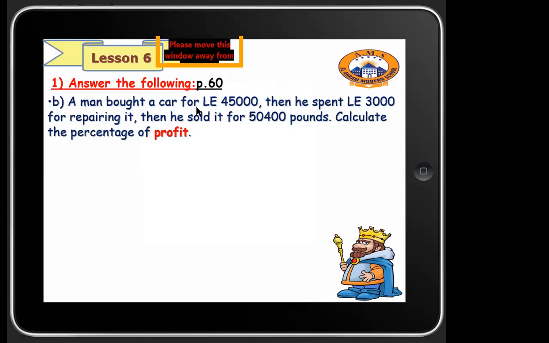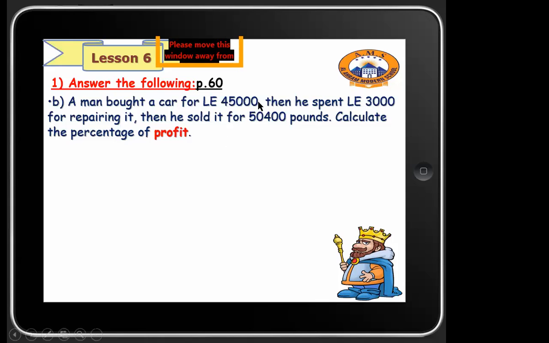Quickly, Marwan. Okay. A man bought a car for LE 45,000. Very good. And he spent LE 3,000 for repairing it, and he sold it for 50,400 pounds. Calculate the percentage of profit. Very good. So here I have 3 numbers. So very confusing. What shall I do?